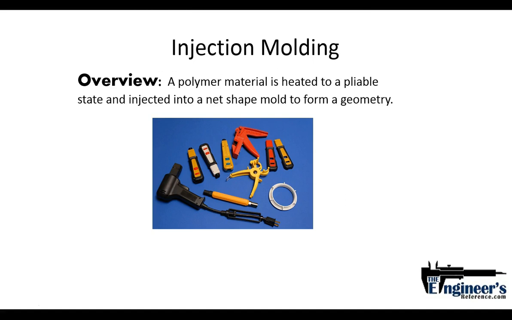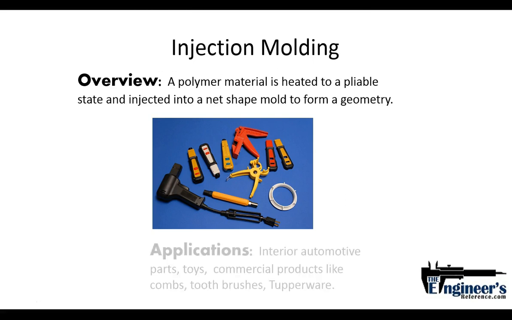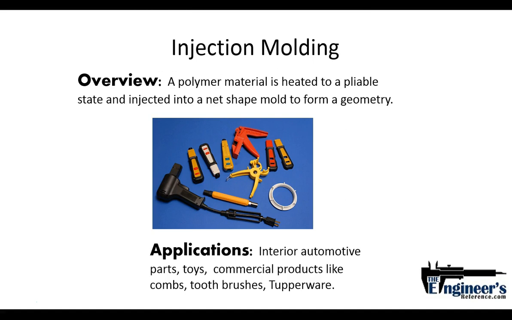It really does have a lot of similarities to metal casting, only it doesn't have the entire gating system that a metal casting would have, and obviously it's plastic, and as the name implies, it's injected into the mold cavity. Again, some of the applications: interior automotive parts, toys, Tupperware, combs, hair care products, toothbrushes. So it has a wide variety of components that can be made through this process. So very, very versatile.